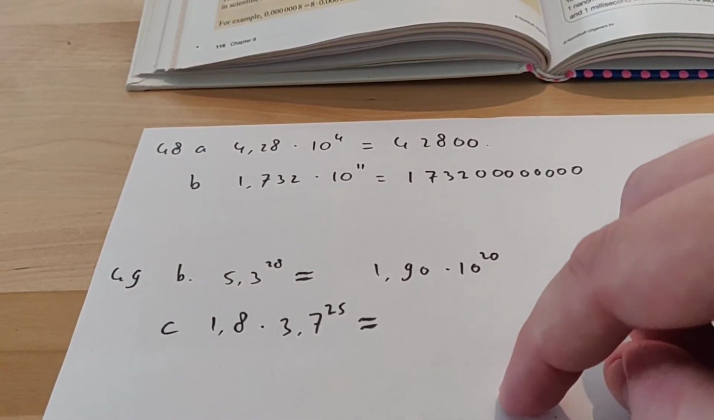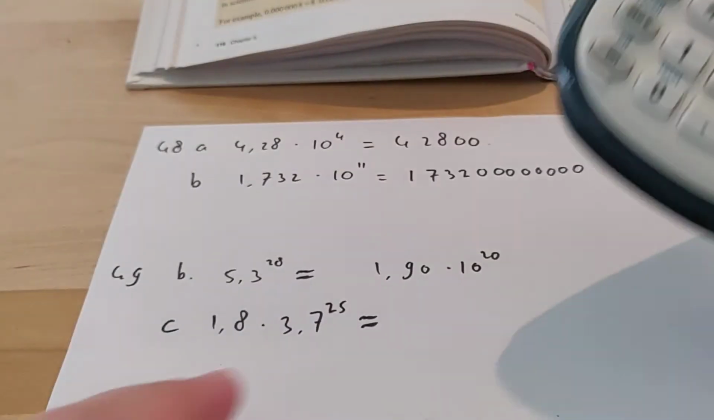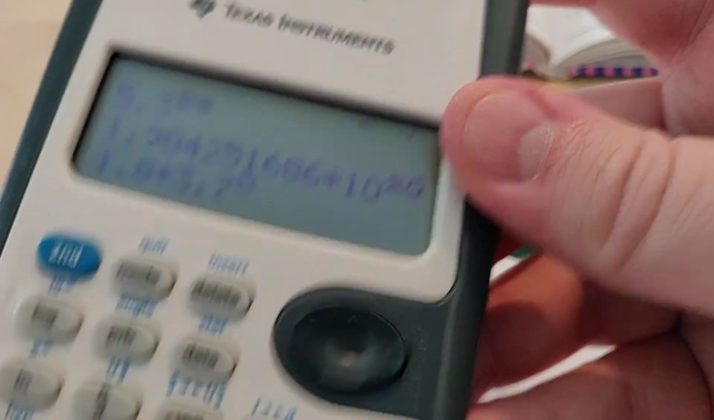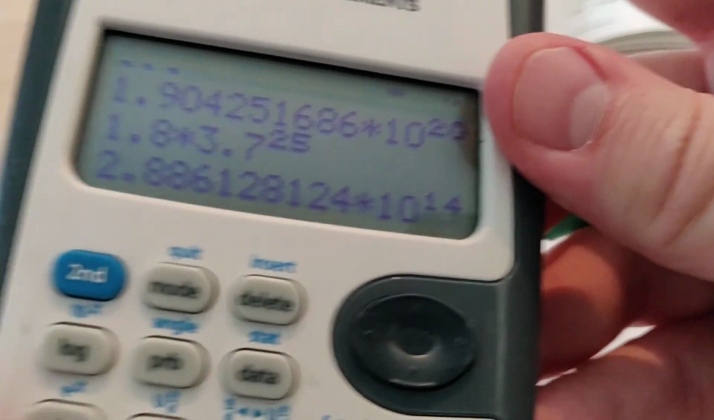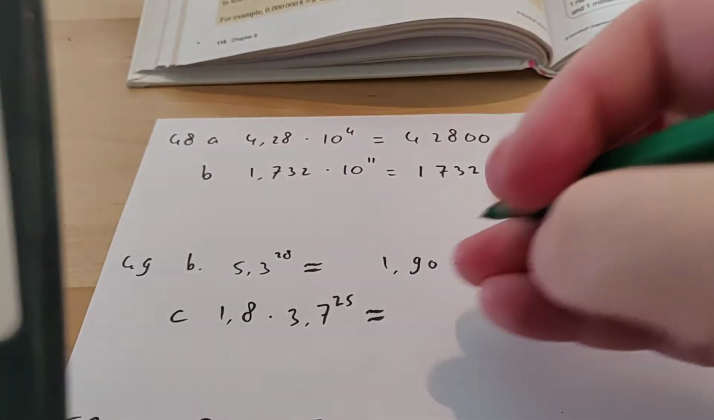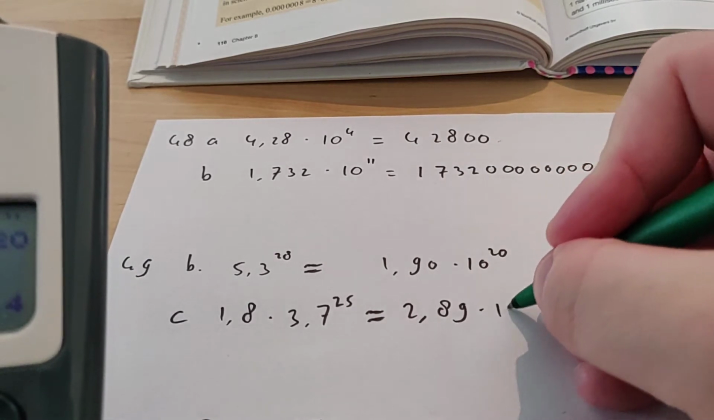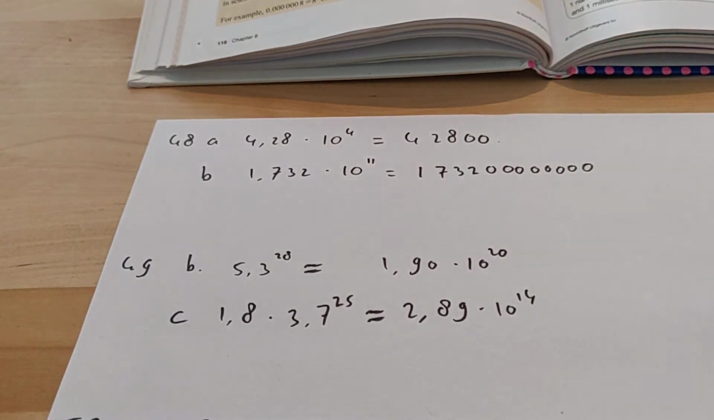The next exercise is 1.8 times 3.7 to the power of 25. If you do that, your calculator gives you the answer. This is 2.89 rounded off times 10 to the power of 14. So you can use your calculator for this exercise.